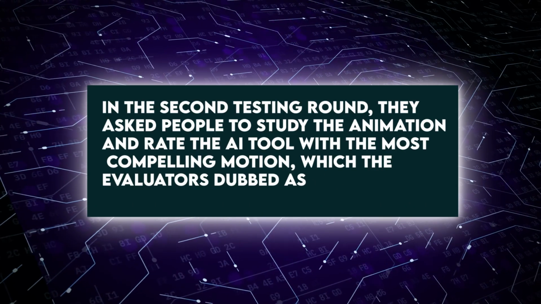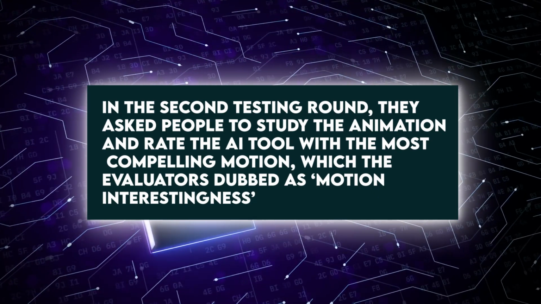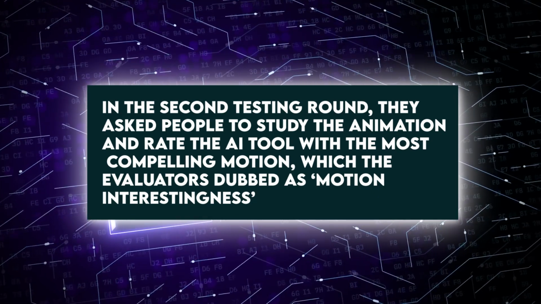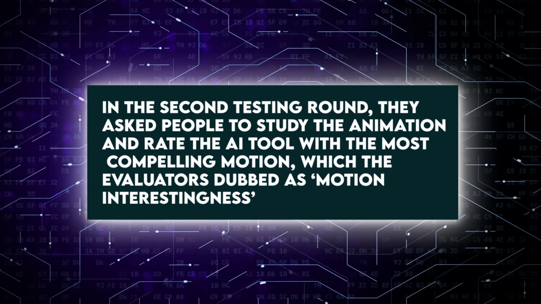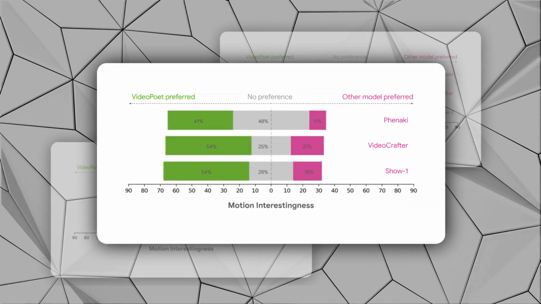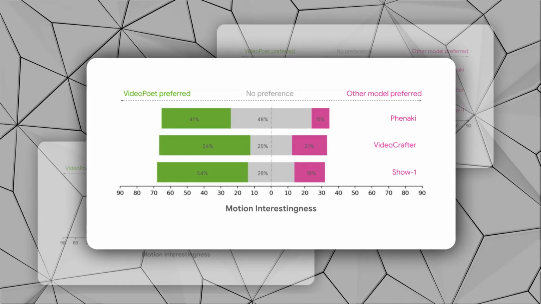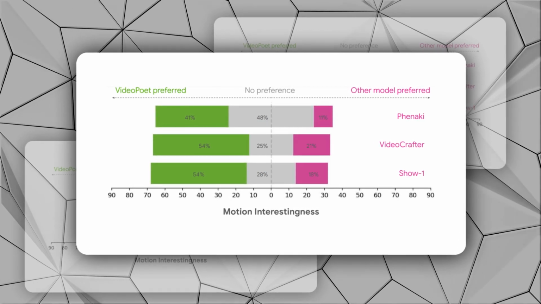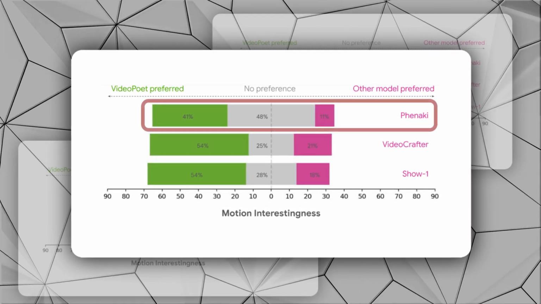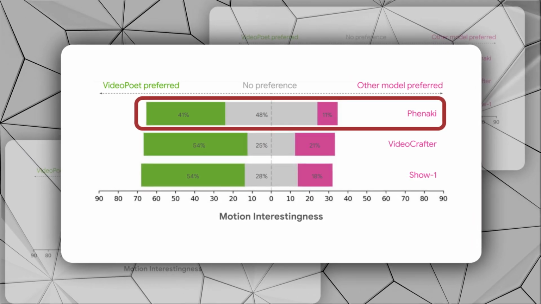In the second testing round, they asked people to study the animation and rate the AI tool with the most compelling motion, which the evaluators dubbed as motion interestingness. This next table shows Google's Videopoet came out on top once more. It gave all the competitors a throttling where respondents indicated a preference, and this time only the Phenaki output gave the voters a bit of trouble to choose a preferred output.